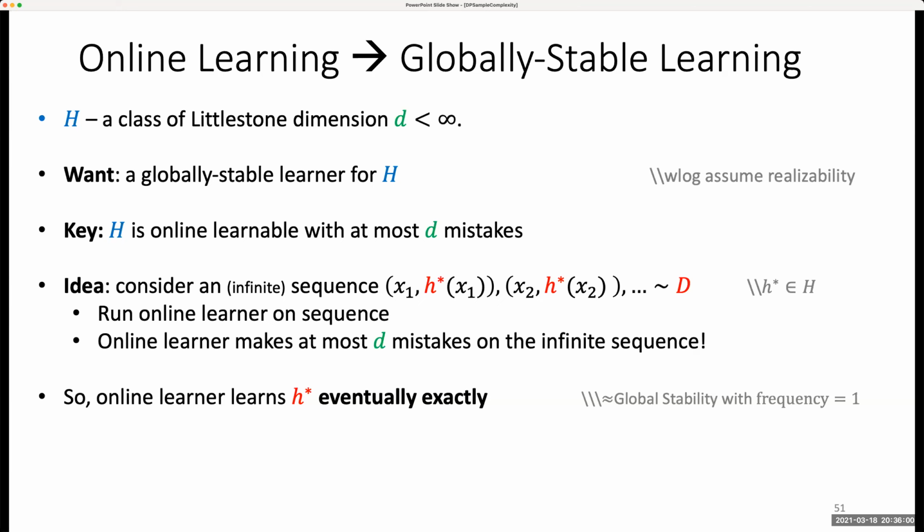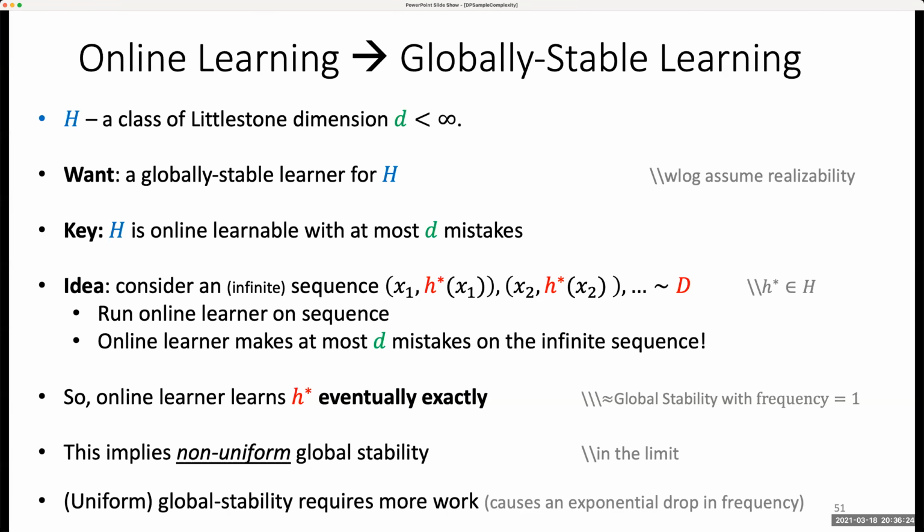And so you actually get here global stability with frequency 1, right? If you take the infinite sequence, you will always see the same hypothesis in the limit after. So this is the idea. And to make this uniform, so this is a non-uniform global stability, right? In the limit, in some sense. To make it uniform is a bit of a pain.